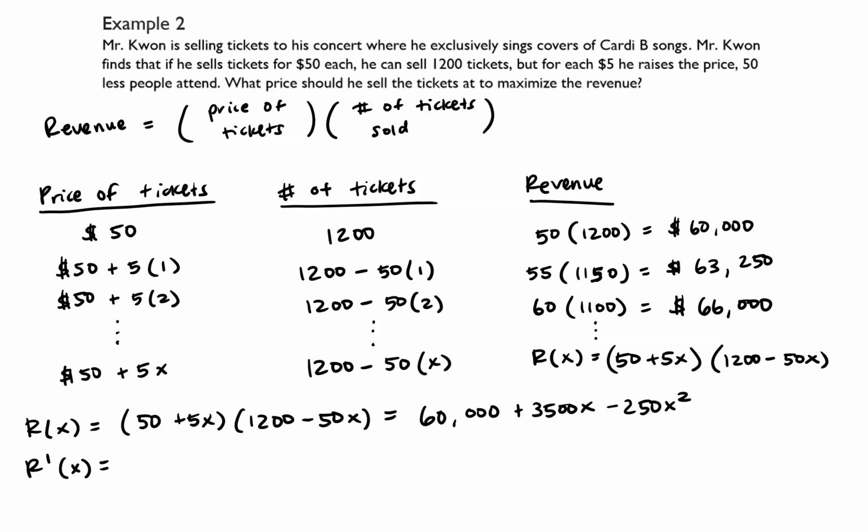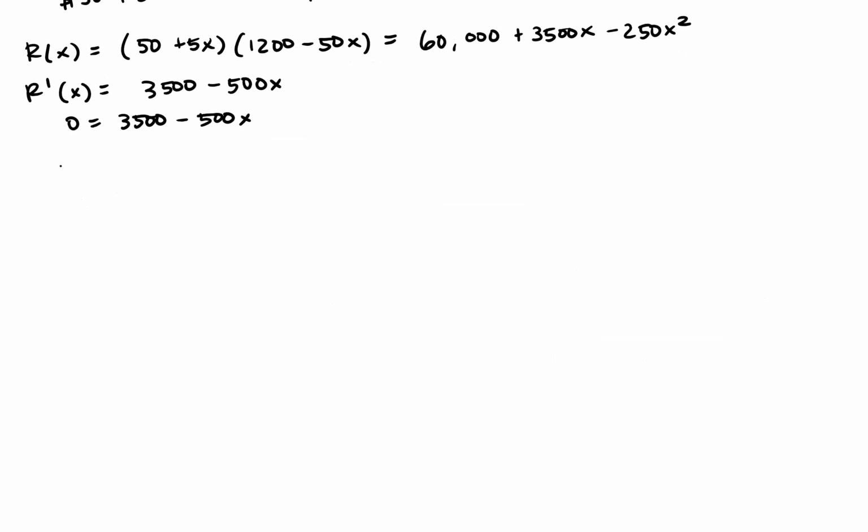Now I want to take the derivative of our revenue function. If I do that, we get 3,500 minus 500x. Okay, so now what we want to do is find our critical values. So I'm going to set that equal to 0 and solve. If I add 500x to both sides, we get 500x is equal to 3,500. Then if I divide both sides by 500, we get x is equal to 7.